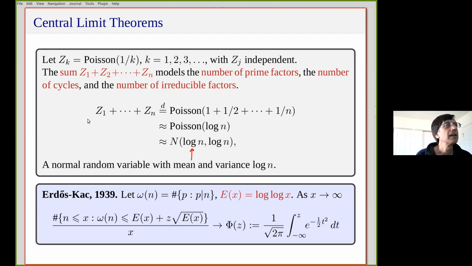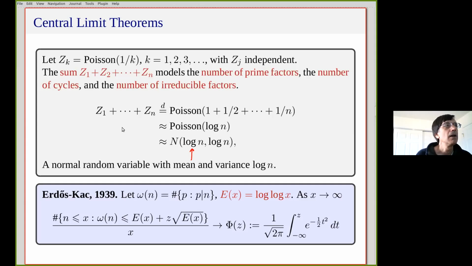Okay, but the point is that the sum of independent Poisson random variables is itself a Poisson random variable whose parameter is the sum of the parameters of the individual variables. So this will have distribution Poisson with parameter being the harmonic number, which is approximately log n. And then using another idea, which is a special case of the central limit theorem, the Poisson random variable with large parameter approaches the Gaussian or normal distribution, with the mean and variance both being that parameter.